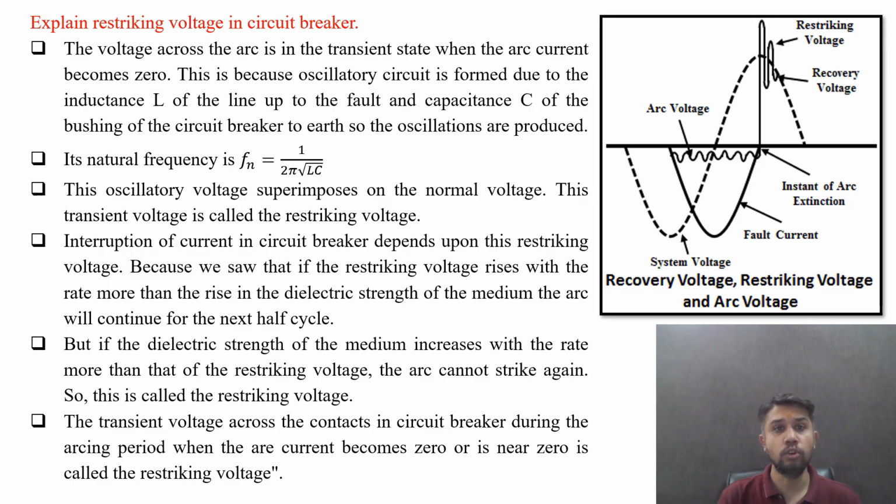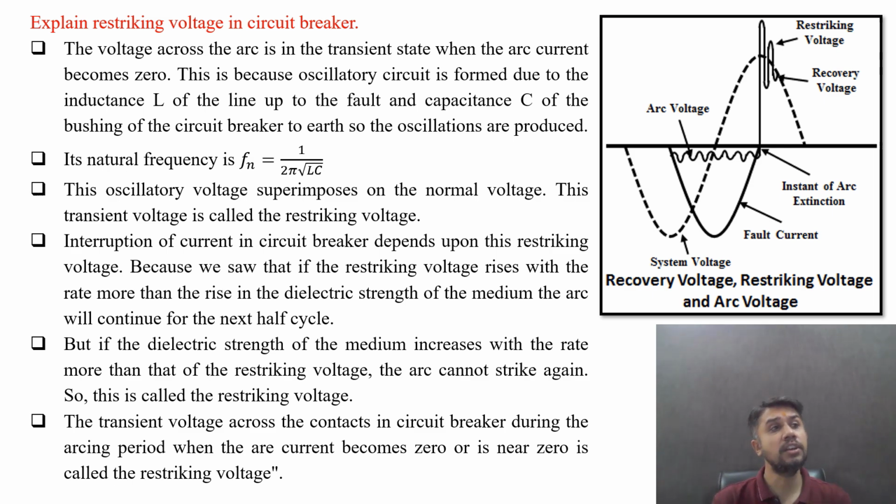Explain restriking voltage in circuit breaker. This is the voltage across the arc in the transient state when the arc current becomes 0. At that time, an oscillatory circuit is formed due to the inductance L of the line up to the fault and the capacitance of the bushings of the circuit breaker to earth. Oscillations are produced due to this LC tank circuit.